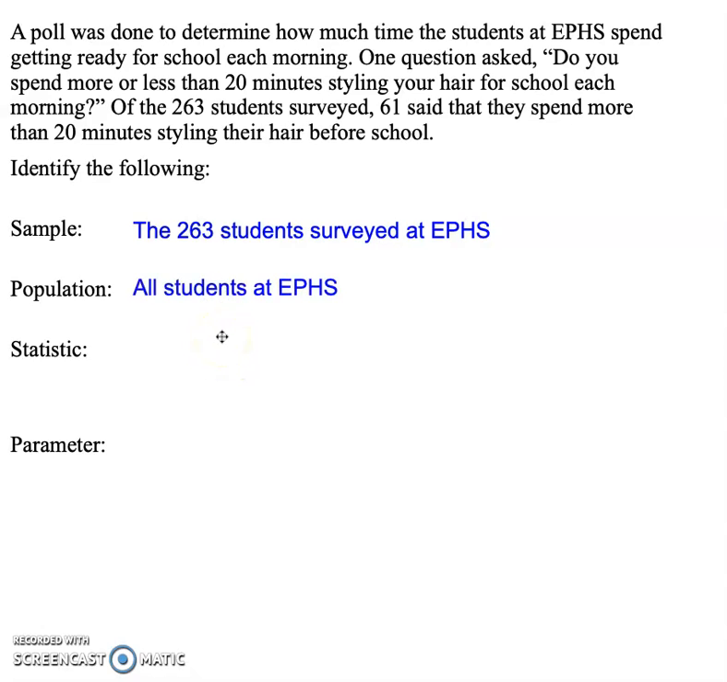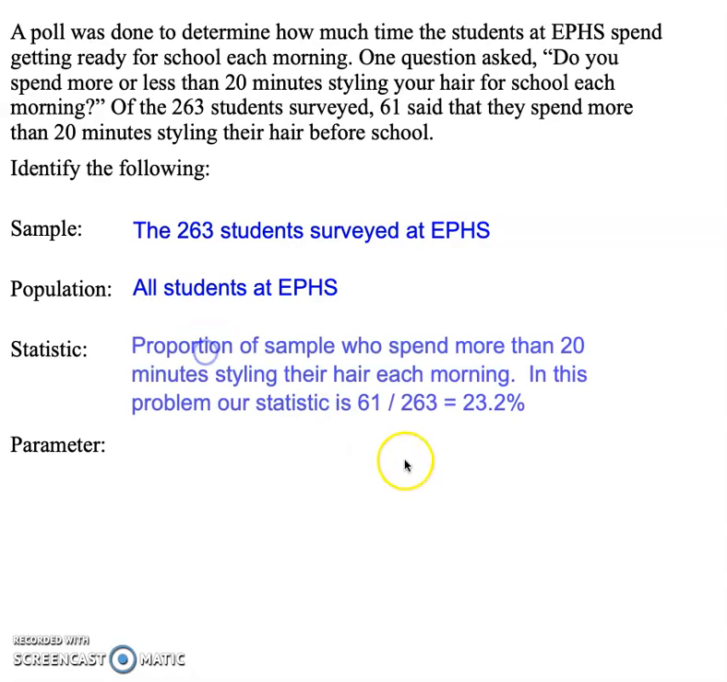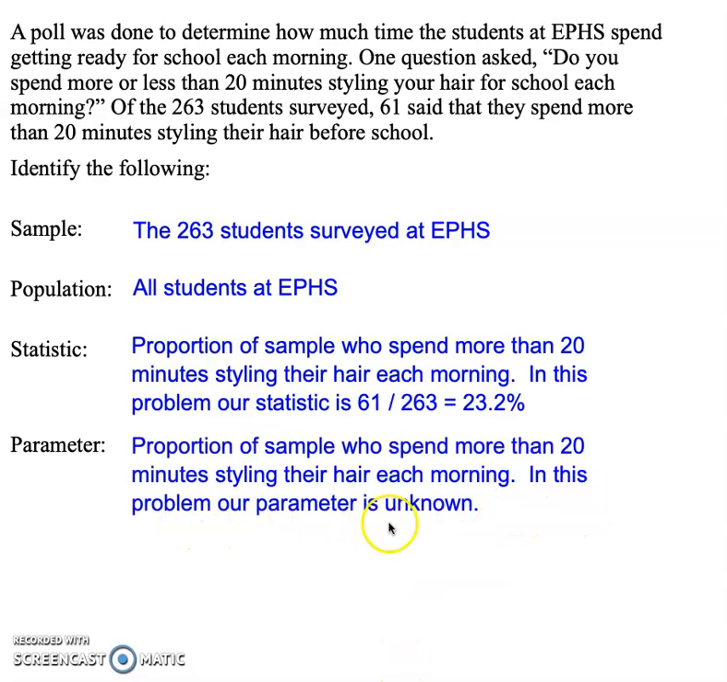All right, the statistic is a number that came from the sample. In this case, it ends up being a percent. 23.2% of those people sampled spent more than 20 minutes styling their hair each morning. The parameter will actually be the percent of all Eden Prairie High School students that spent more than 20 minutes styling their hair. Notice that is not known.